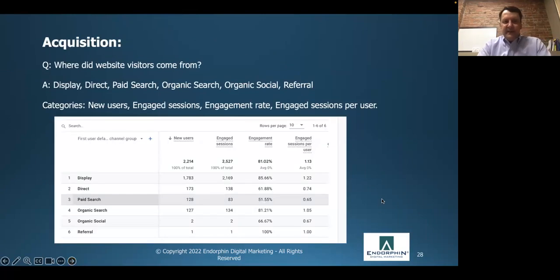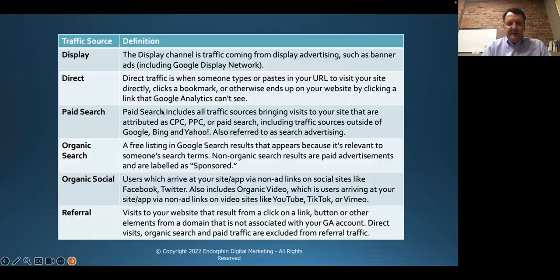But this is what we learned from GA4: where did our website visitors come from? There are six options. They either came from display, direct, paid search, organic search, organic social, or referral. We don't have that much time, so I'm not going to go through all of these, but here's the definition of all of them.